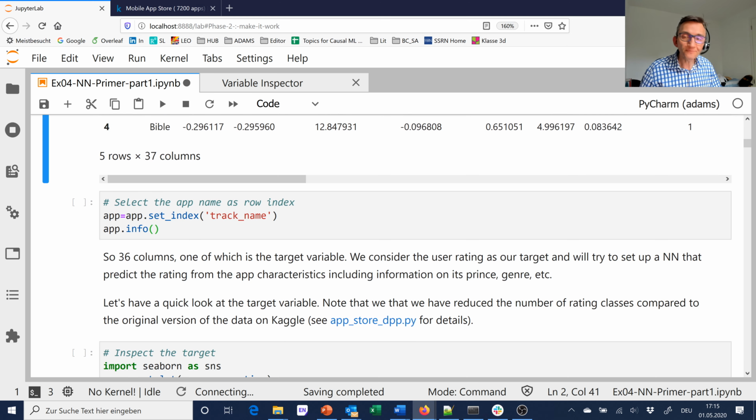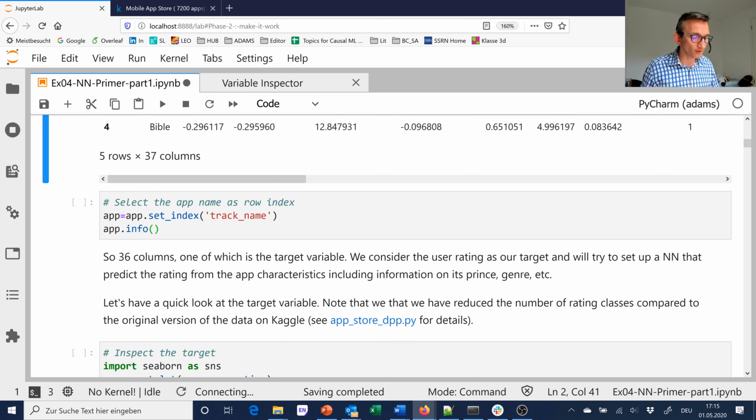I'm using the name as my index. So after this little operation here, app, which is my data frame, set index, I could index individual apps using their name. So I can index rows using the name if I want to. And then here is the data again. It's mainly numeric data, floats and ints. The ints are predominantly dummy variables.